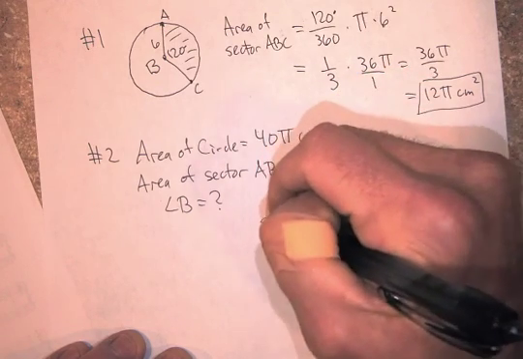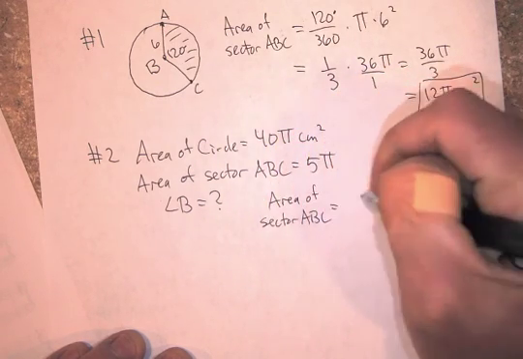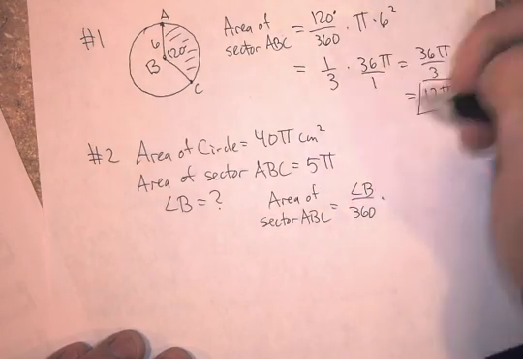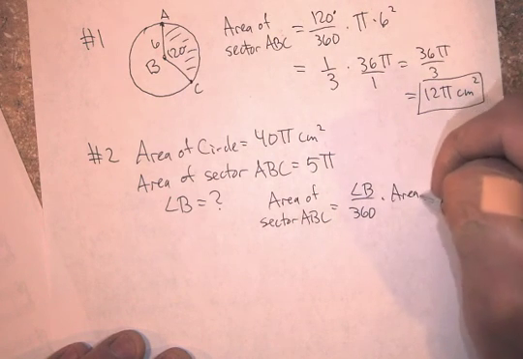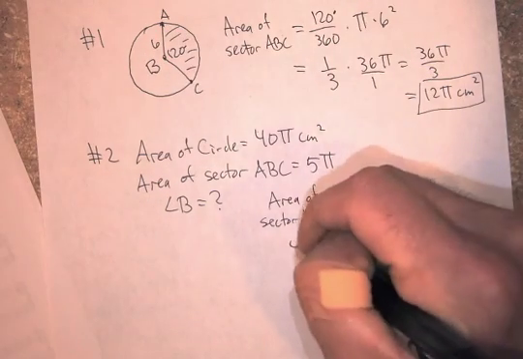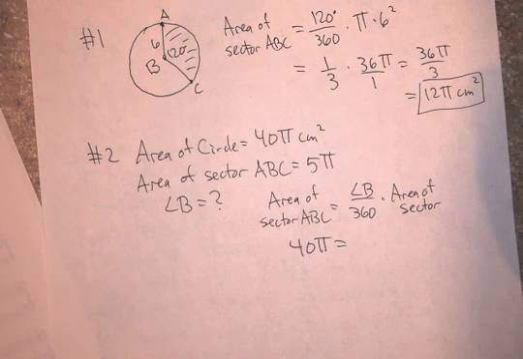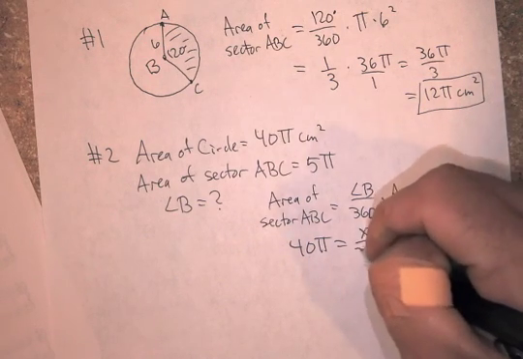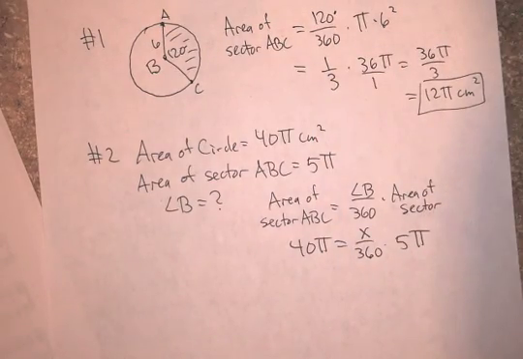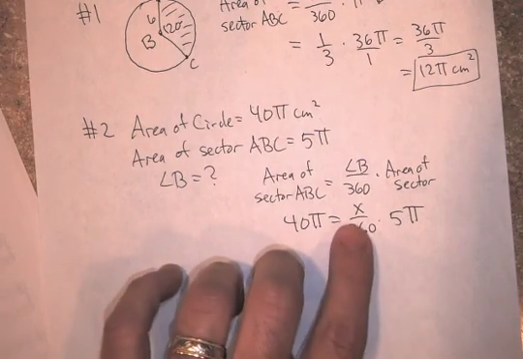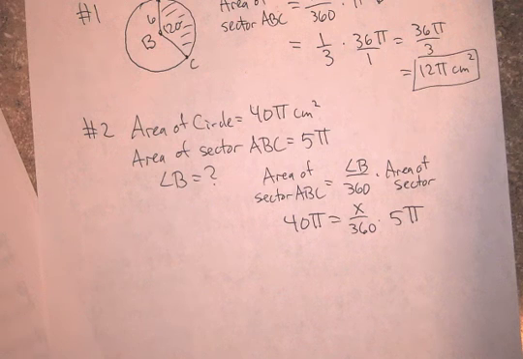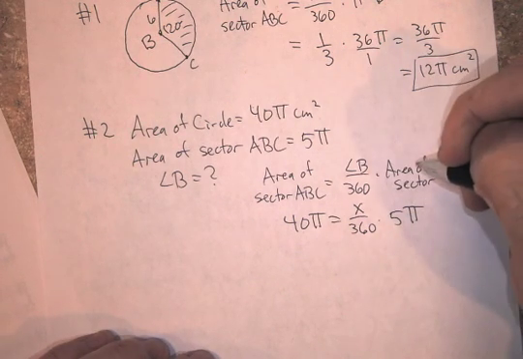Area of sector ABC equals angle B over 360 times, they're giving us the area of the sector, so I'm just going to say area of sector here, since that's basically given in the problem. So the 40 pi goes here. Angle B is what we're trying to find. I'll call that X. The area of the sector was given as 5 pi. So that's the setup there, guys. They gave you the answer. You got to figure out the angle. Oops, I did that wrong. I screwed that up, guys.